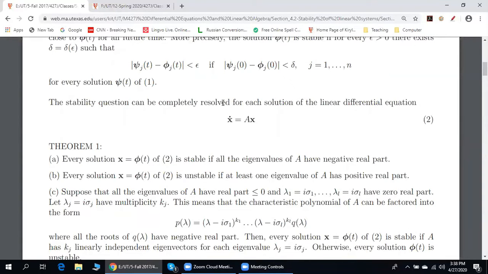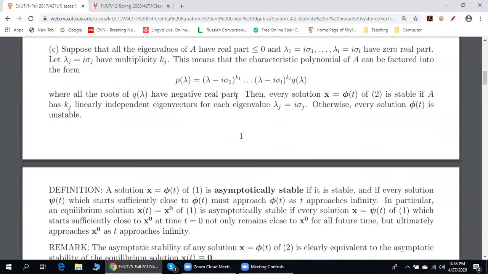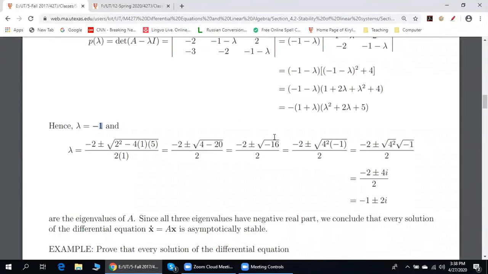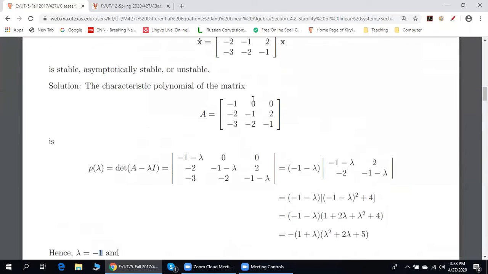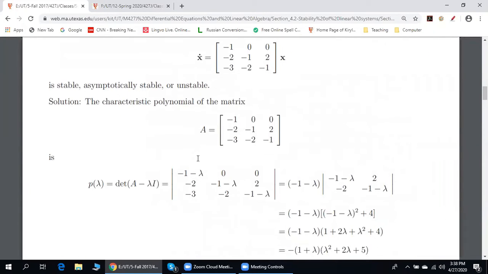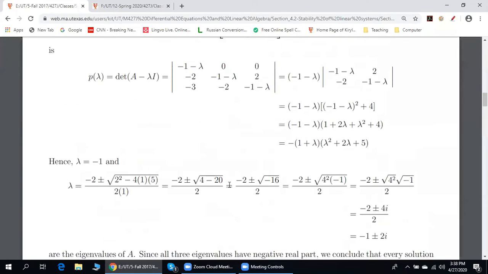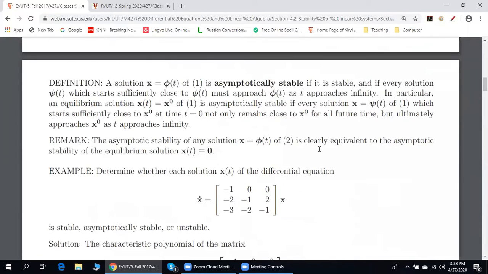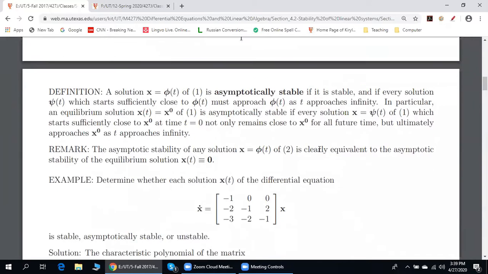You may ask me a question, why is that? If you write down the general solution of this system, you will see that for each particular solution, we have e to negative power because a real part is negative. This guarantees that all solutions converge to each other because e to negative power converges to 0. So all solutions are stable.